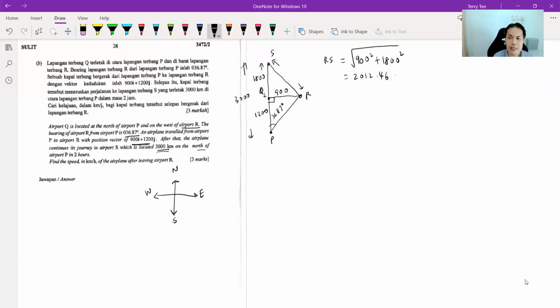And we're finding the speed. Remember, speed is distance divided by time, right? Your distance is 2012.46 kilometers. Your time is 2 hours. Yeah, you travel from point R to S in 2 hours. So just take this and divide it. Actually, you can do it mentally, 1006.23. Just divide by 2, 1 by 1. But we don't need such an accurate answer. I think if you write 1006 kilometers per hour, it is good enough, right? That is your answer.